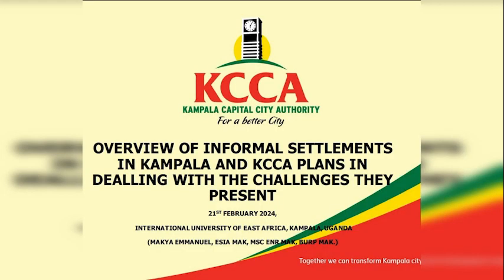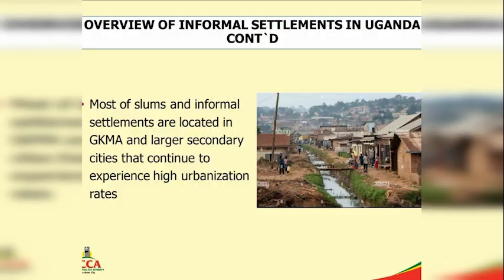What happens outside the city affects what happens within the city. And that's why we talk about the Greater Kampala Metropolitan Area. This slide here, I'm trying to explain that most of the slums and informal settlements are located within the GKMA and the larger cities across the country. I wanted to stress the issue of GKMA so that you understand how it relates with KCCA.